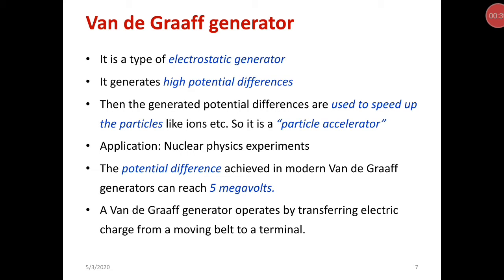Application of this type of generator is in nuclear physics experiments. The potential difference achieved in modern Van de Graaff generators can reach 5 megavolts. So it is a very large voltage. A Van de Graaff generator operates by transferring electric charge from a moving belt to a terminal. We will see later how we can transfer the electric charge.